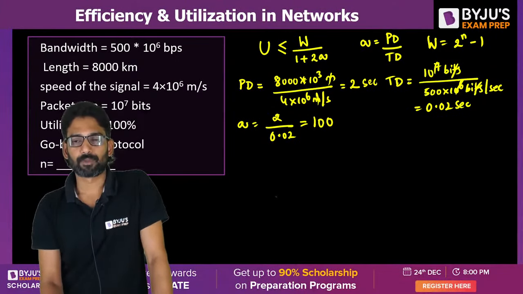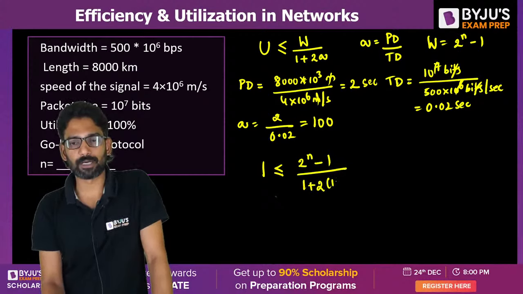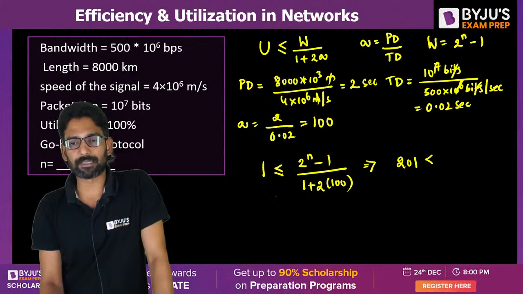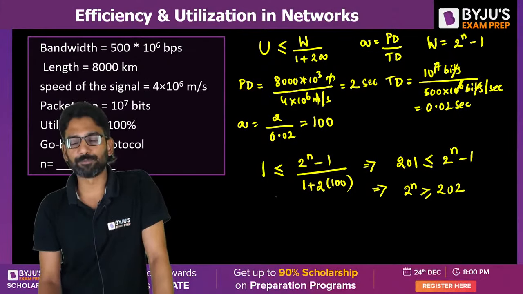Now, U is given as 100%. So, 1 less than or equal to 2 power n minus 1 by 1 plus 2 into 100. So, that indicates 201 must be less than or equal to 2 power n minus 1. That means 2 power n must be greater than or equal to 202.